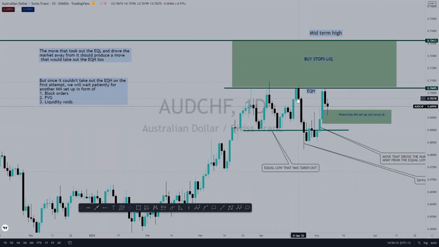So this move that took out this equal low is the move that will produce another move that will take out this buy stop and equal high. But since it couldn't take out the equal high on the first attempt, we will wait patiently for another market setup in form of order blocks, fair value gap or the giveaway.